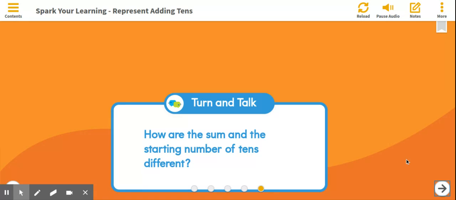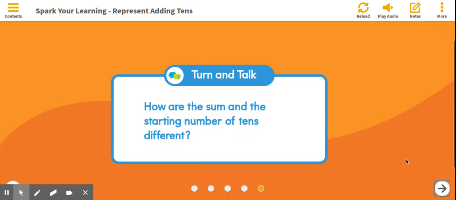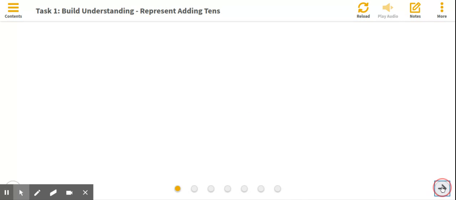How are the sum and the starting number of tens different? So the starting number of tens was always 2, and then we added on. So it's always a larger number because we're adding things together. So the sum is always going to be bigger than that start number.